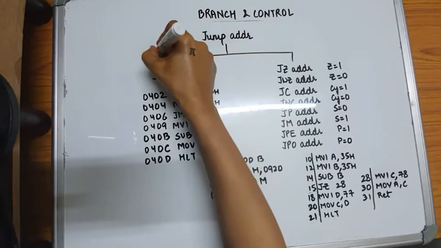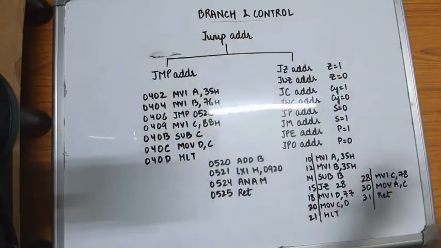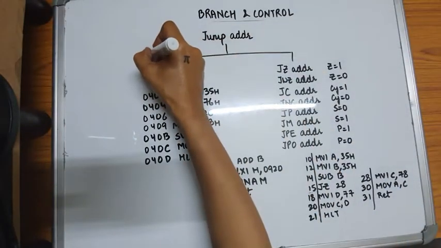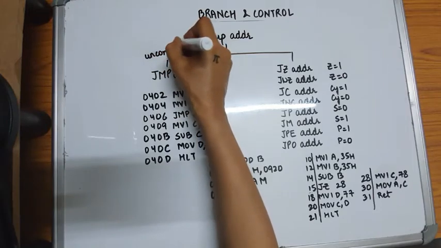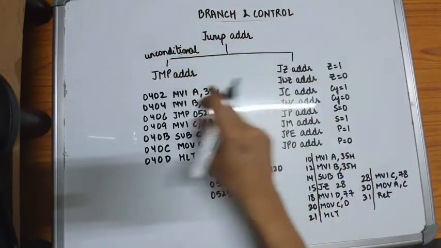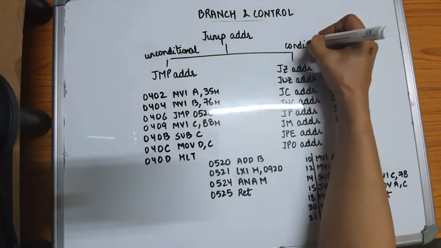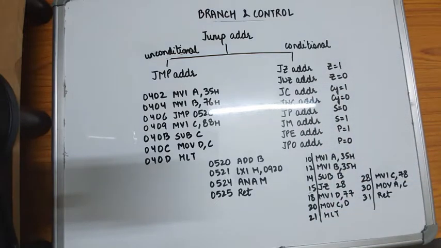This is the unconditional jump, whereby no condition is tested and the control is transferred to the specified address, and this is the conditional jump. So the jump instruction is divided into two, unconditional and conditional.